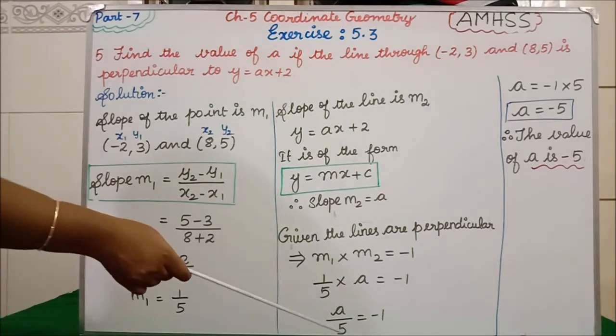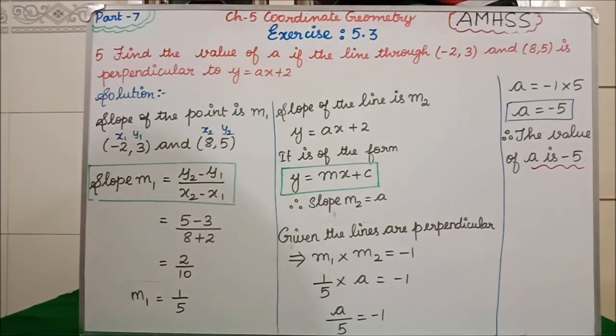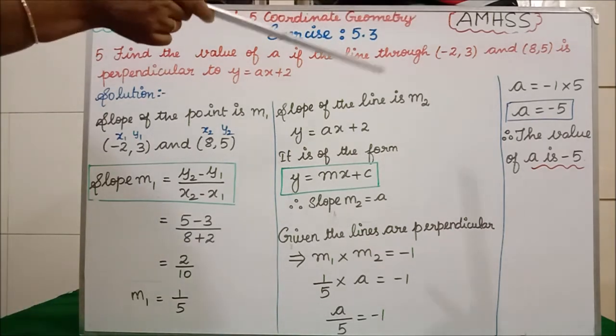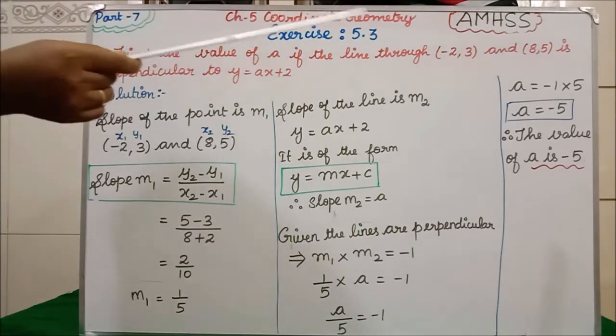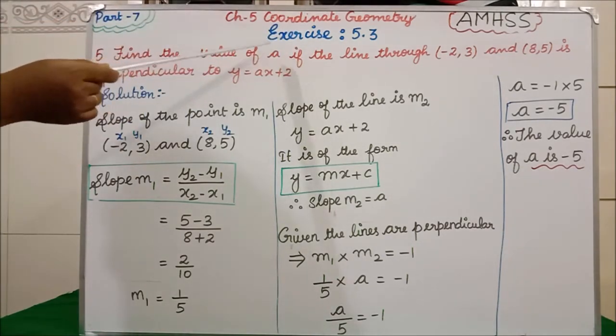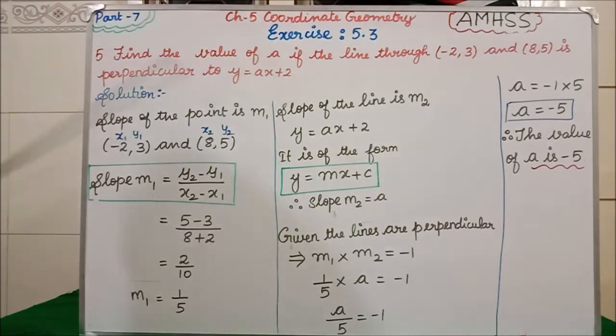The next step is cross multiplication of this 5. So a is equal to minus 1 into 5. Minus 1 into 5 is what? a equals minus 5. Therefore, the value of a is minus 5. Clear, all of you, this question?